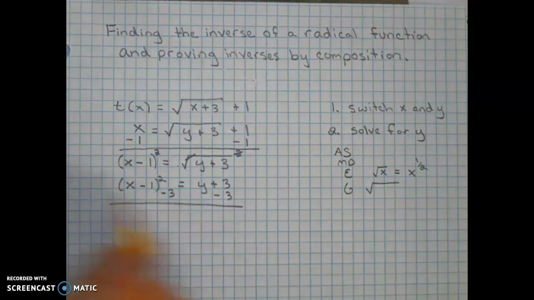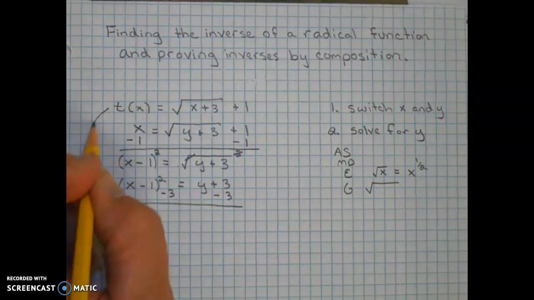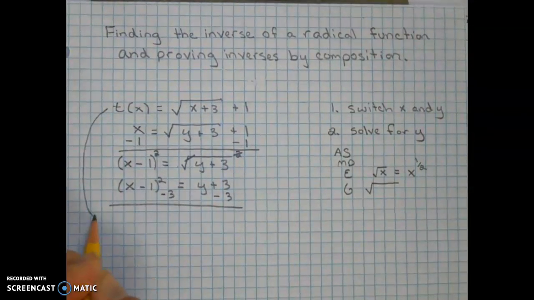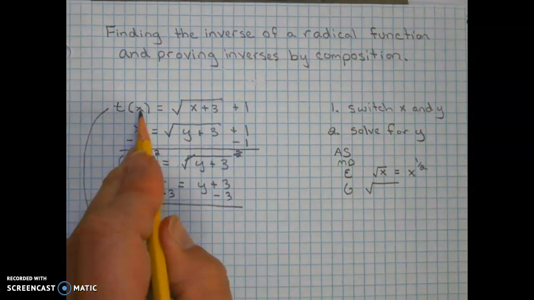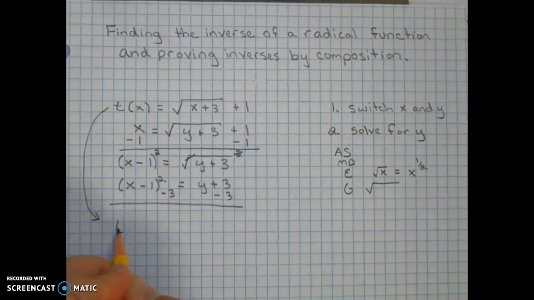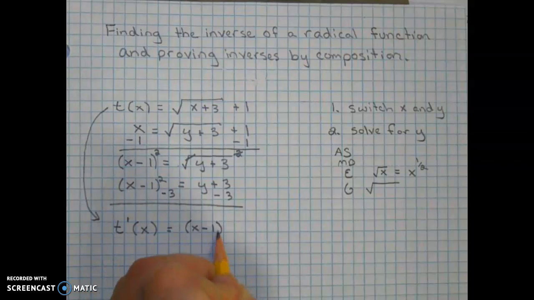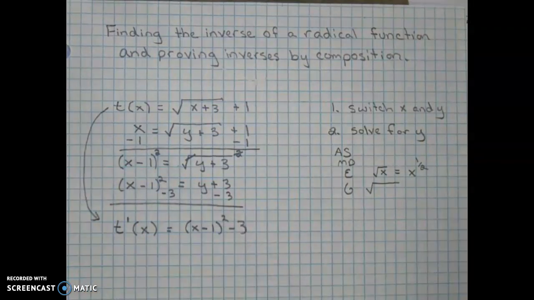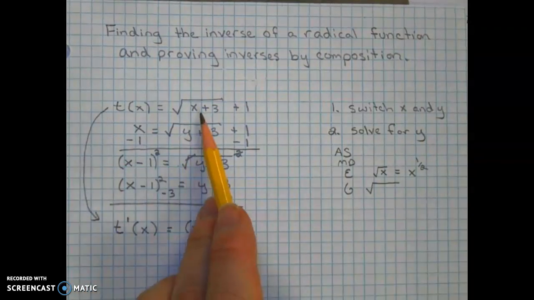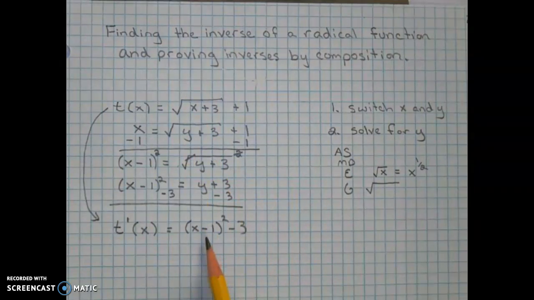I'm going to go ahead and turn this around. I'm going to put y over here, which in this case represented t of x. So this is the inverse of t of x. So we're going to use this symbol here to represent inverse. This is the inverse of function t. So as you can see, the inverse of a square root function is a quadratic.